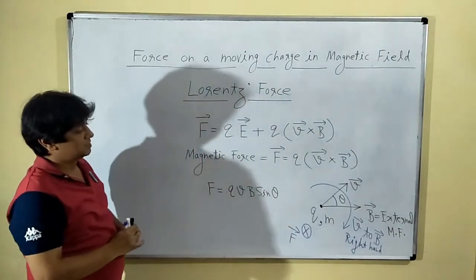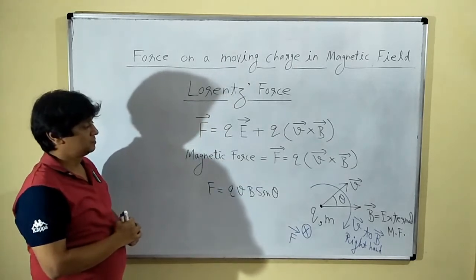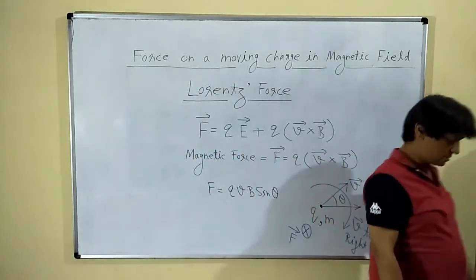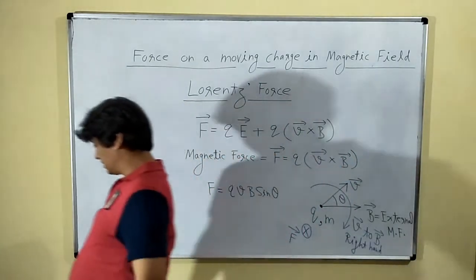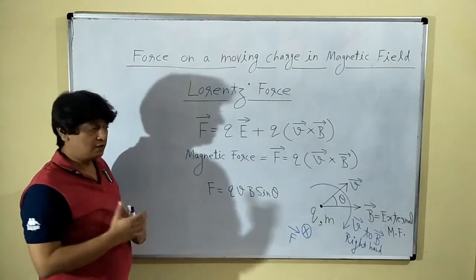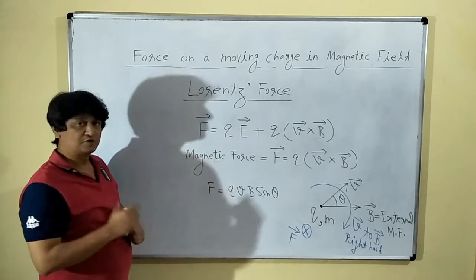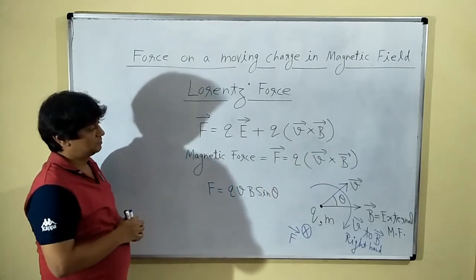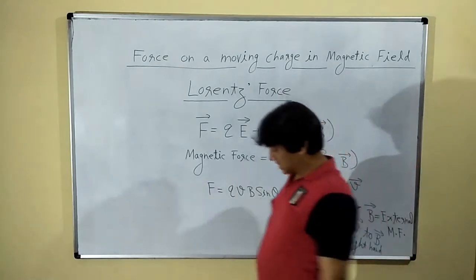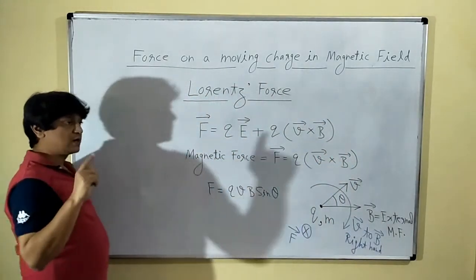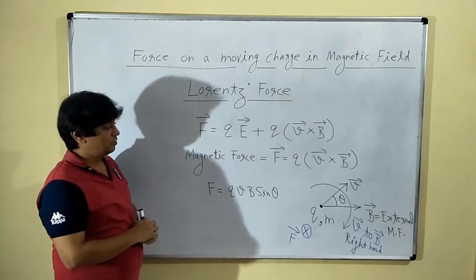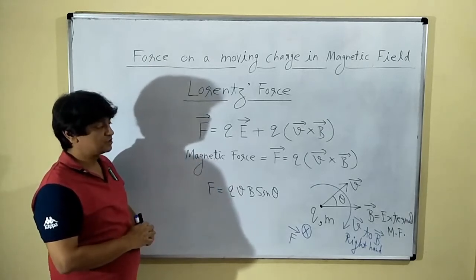If charge Q moves along the magnetic field line, that is parallel, inside the bracket theta equals 0, or anti-parallel, inside the bracket theta equals 180 degrees, force on the charge will be 0.